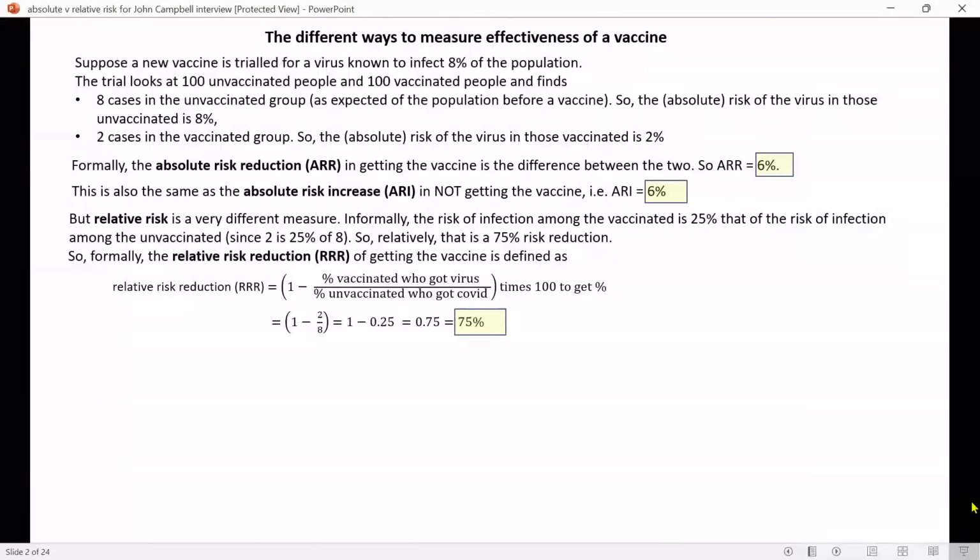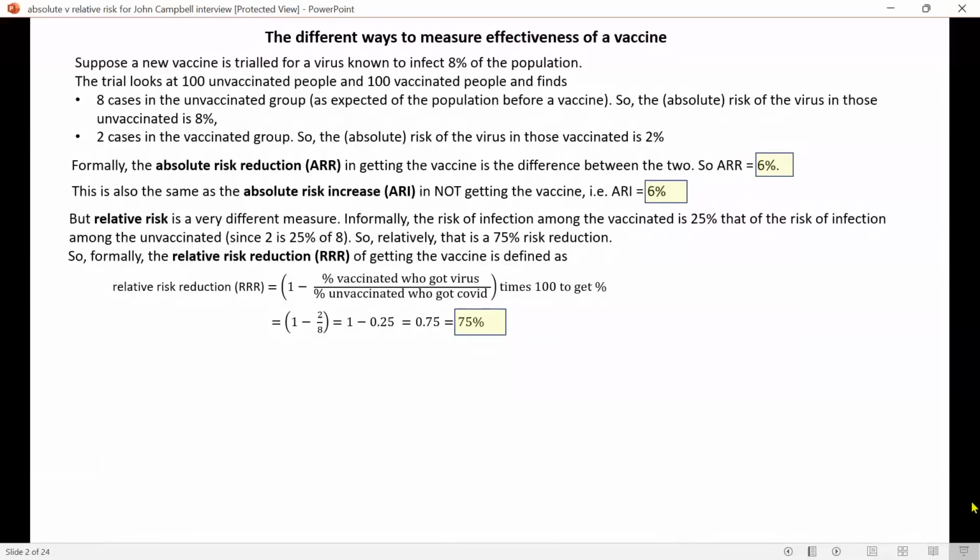So informally, the risk of infection amongst the vaccinated is 25% that of the risk of infection among the unvaccinated, because 2 out of 8, that's 25%. So that's how we get this 25% relative risk of infection there. So relatively, that's a 75% risk reduction, right? Because we're taking away the 25%.